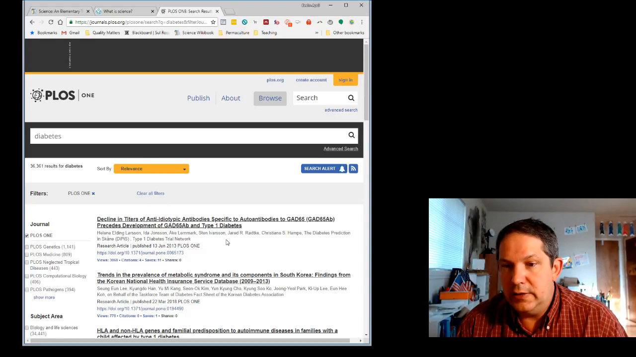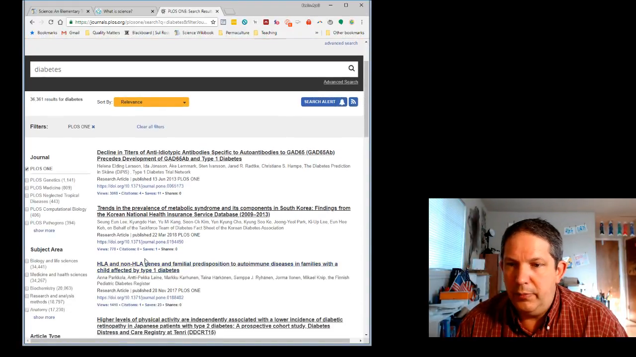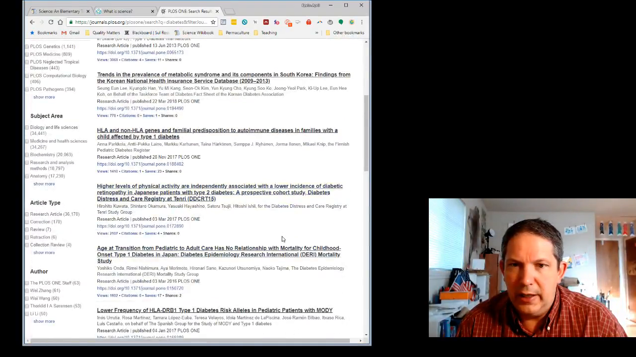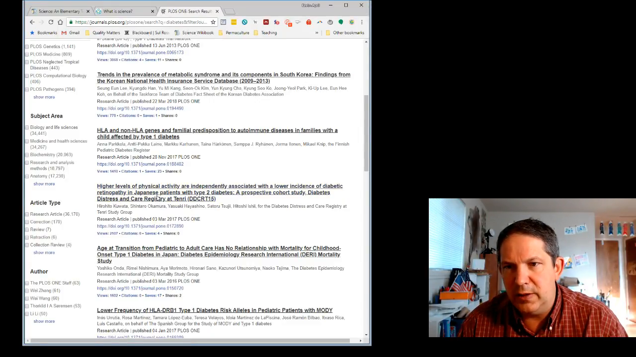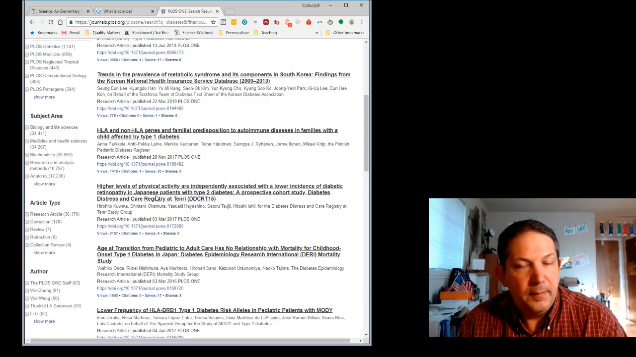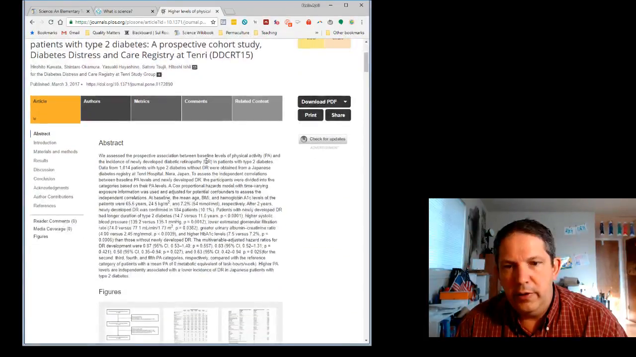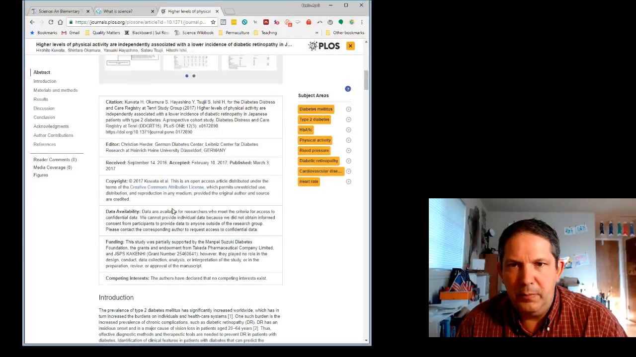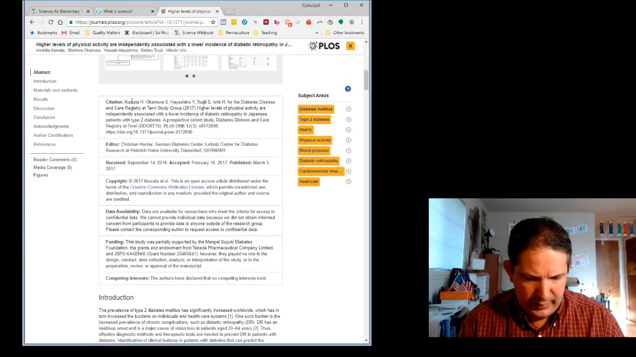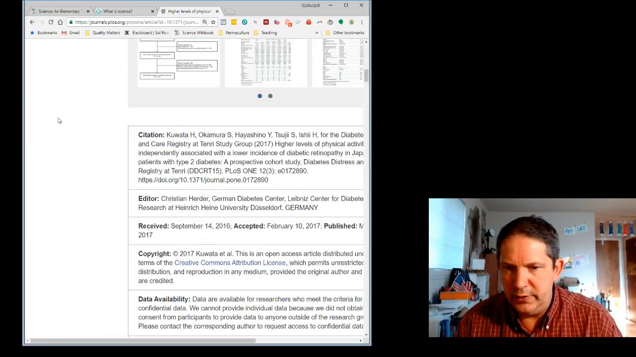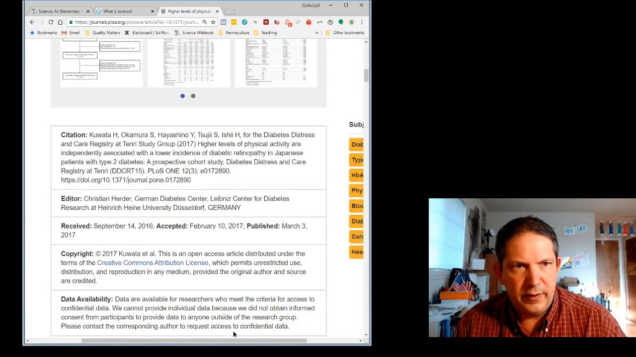And I know this is hard to see, but let me just pull up any one of these studies. Higher levels of physical activity are independently associated with a lower incidence of diabetic retinopathy in Japanese patients with type 2 diabetes, a prospective cohort study. Okay, so these titles are going to be long and a little difficult, but what I wanted to show you, there's the abstract, but I wanted to get into the actual paper. And I will try to enlarge this. I know some of you are on phones and won't see this very well at all.